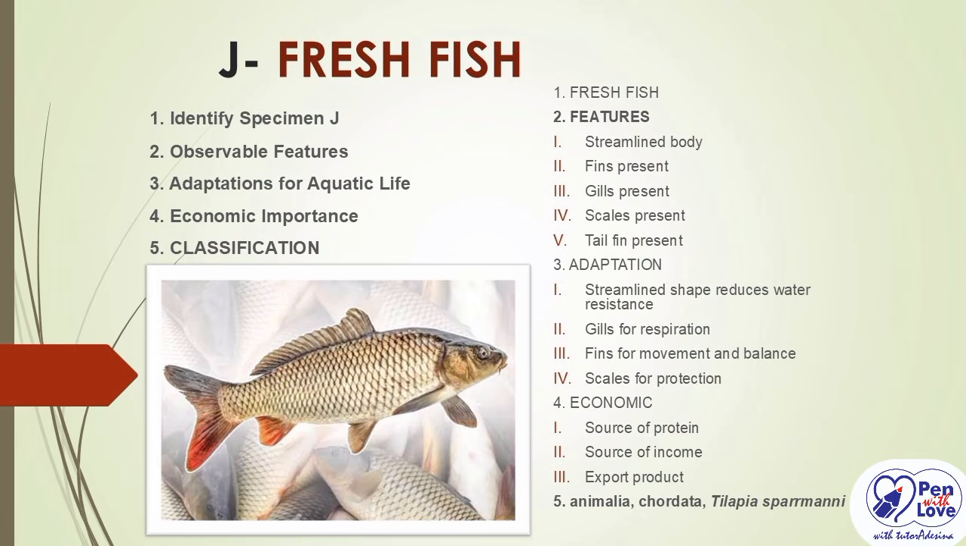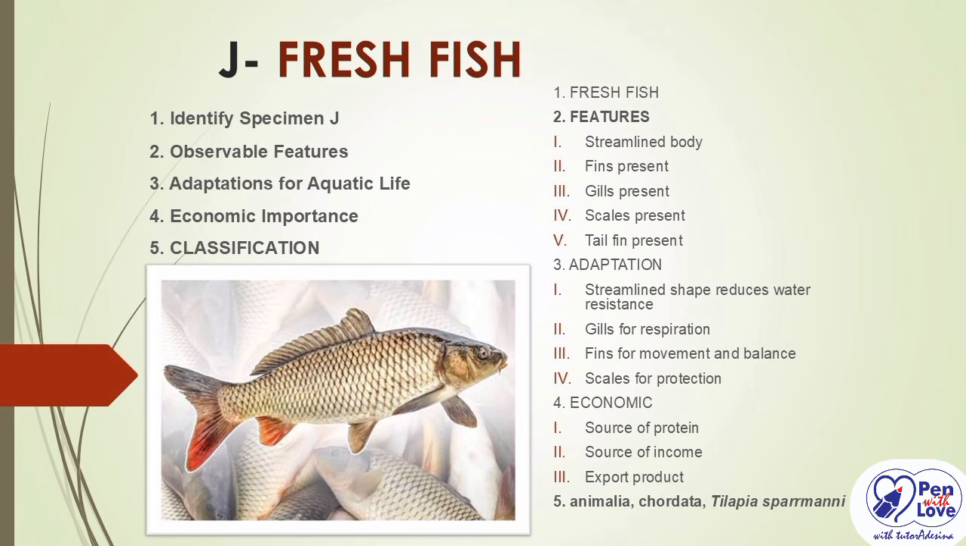The streamlined shape reduces water resistance, gills for respiration. Don't just write gill, don't just write fin. No, gill for respiration, possession of fin for movement and balance, possession of scale for protection, possession of lateral line to detect water vibration, and so on. Possession of eyes for sight, possession of mouth for feeding, and some other things like that. Make sure you don't just write the part, make sure you write what they are used for when you are writing under adaptive features, because we want to know what they are using to survive.